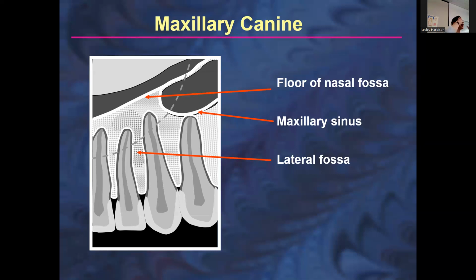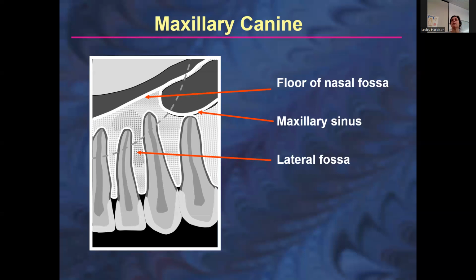Because your maxillary sinuses are over here. So they're back here more over your posterior teeth. So you should see maxillary sinus over your posterior teeth, nasal fossa over your anterior teeth. So you can always just orient yourself as to what you're looking at.